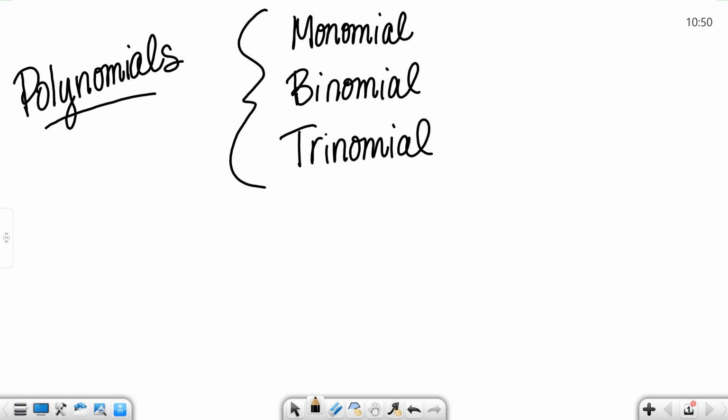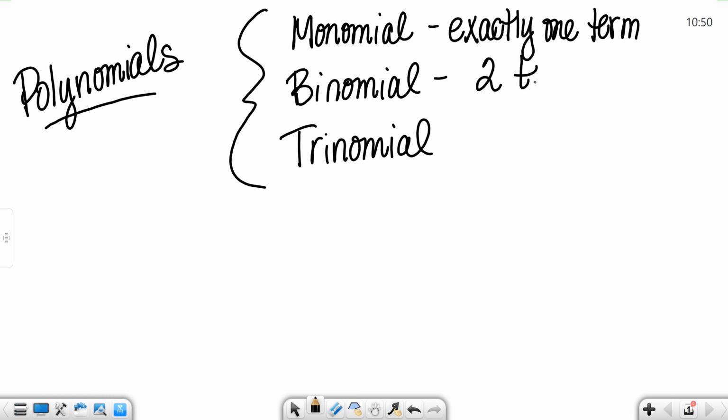What makes them different is that a monomial is exactly one term, like 2x or 5x squared, just one term. A binomial has 2 terms.